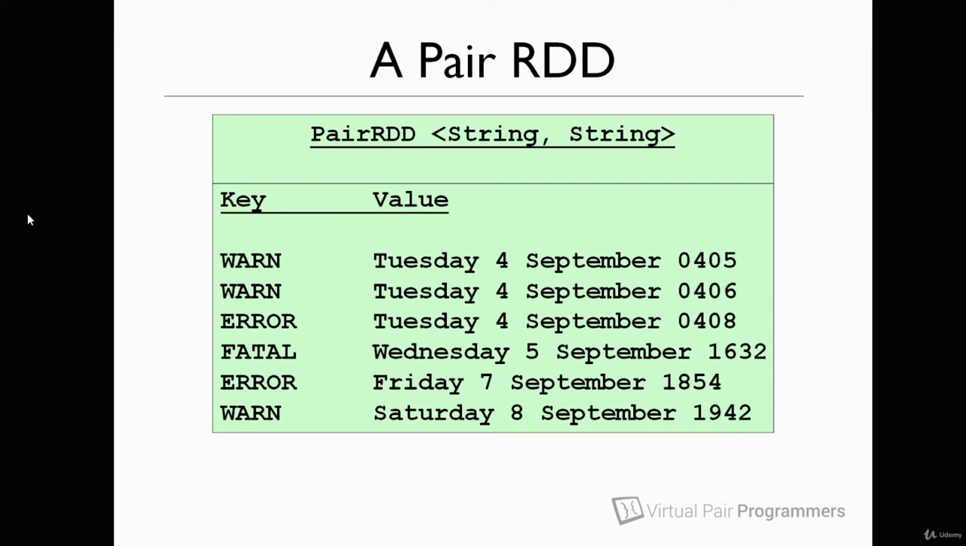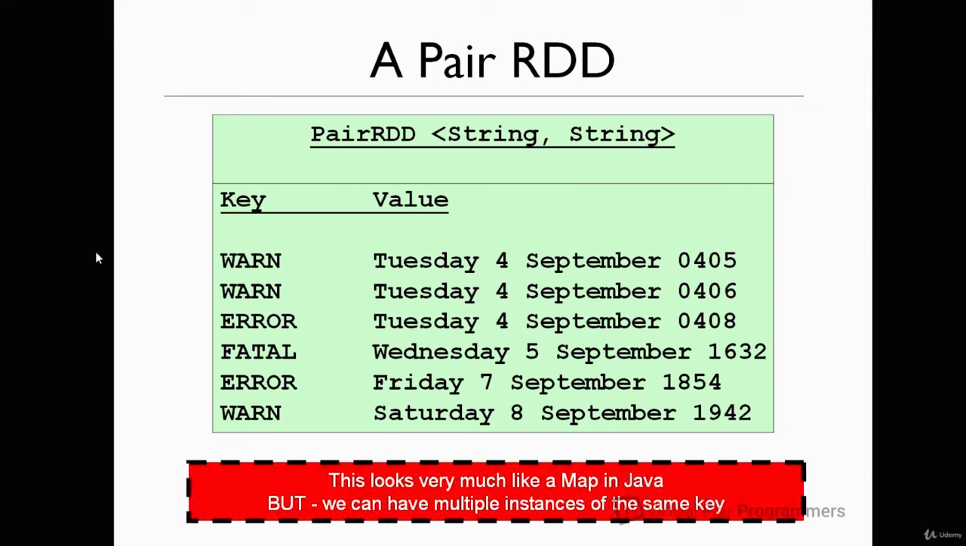But if you've had a good look at the caption, you'll spot that there is a really crucial difference in a PairRDD. Have you noticed that I've got here for a key, warn, and then some value, but I've used the key warn again here with a different value. It is a slightly different value. And we've got another warning here. So the keys are being repeated. And in Spark, that is absolutely fine. So I'm going to put a big warning up here to remind you, although it looks very much like a map in Java, in Spark we can have multiple instances of the same key.